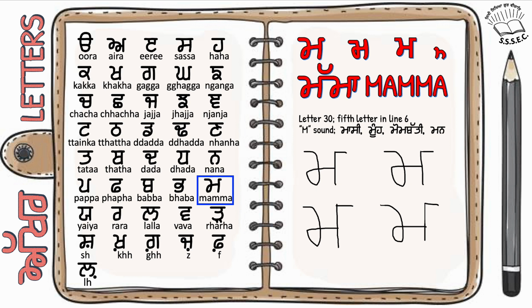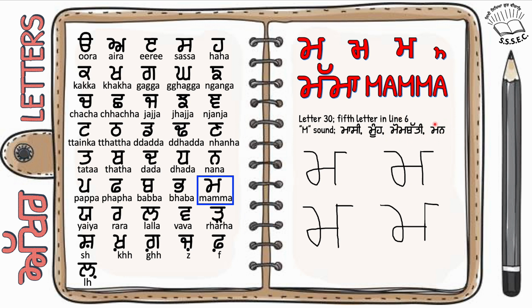Mama. Okay, some words beginning with mama are masi. Masi is mother's sister, so maternal aunt. It can be your mum's older sister or younger sister, but maternal aunt, masi. Mu. Mu means mouth or face. Mu. Mombati. Mombati is a wax candle. So mom means wax and batti means light. So mombatti is a candle.